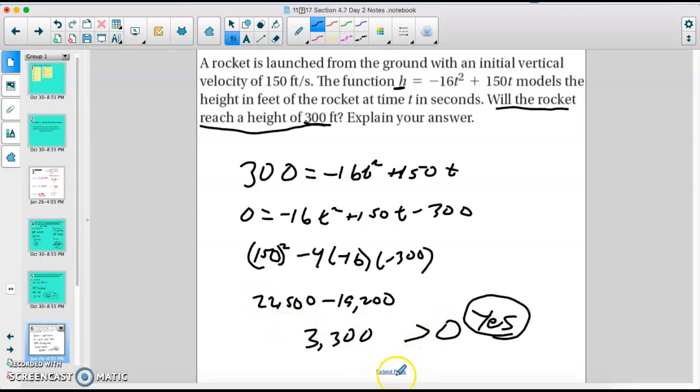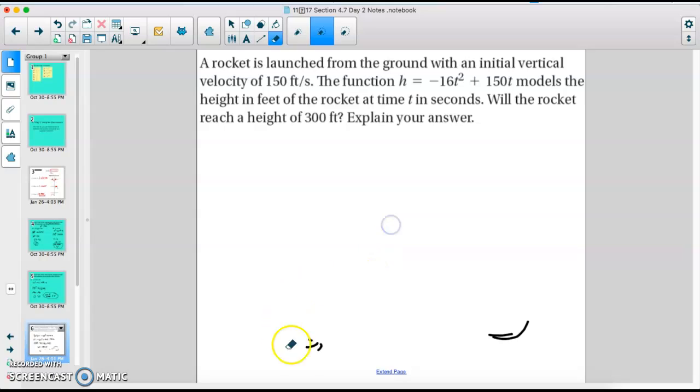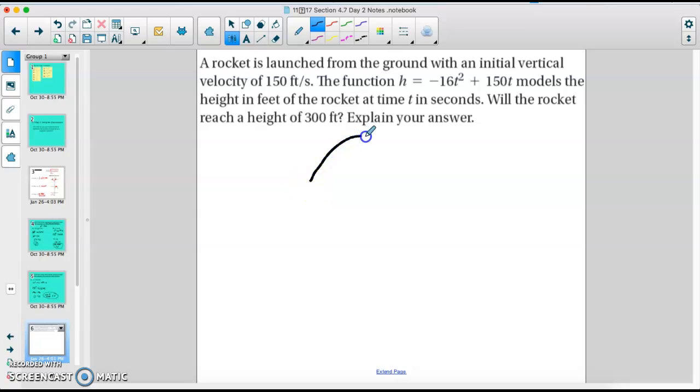Now, this is how I would solve the problem. Okay, so if you need to write this down, pause the video. Otherwise, I'm going to start over and tell you how I would do it. All right, so how I would do it is, our rocket launches up, reaches a vertex height, and then comes back down, right? I would just find the vertex height, and if it's greater than 300, then I know that it had to have reached a height of 300.